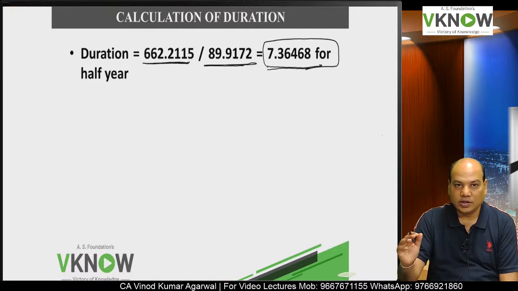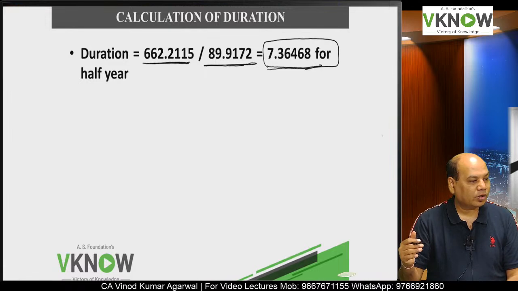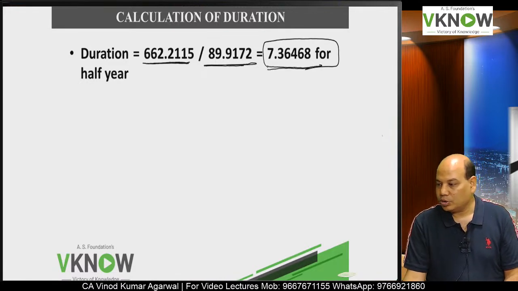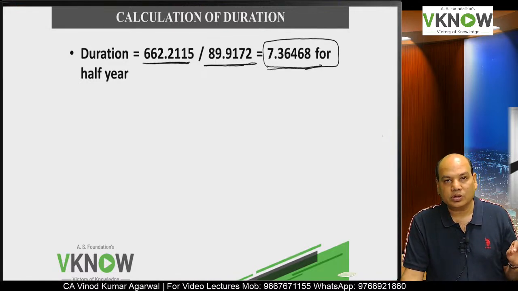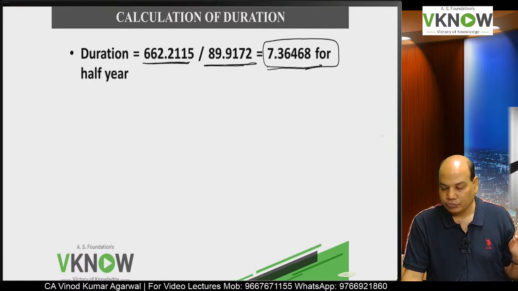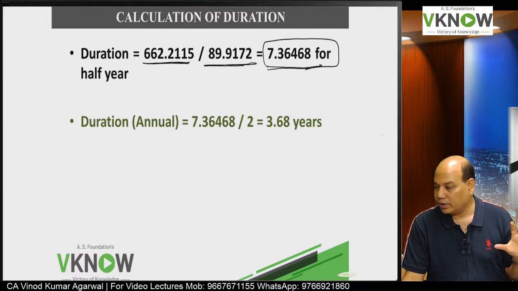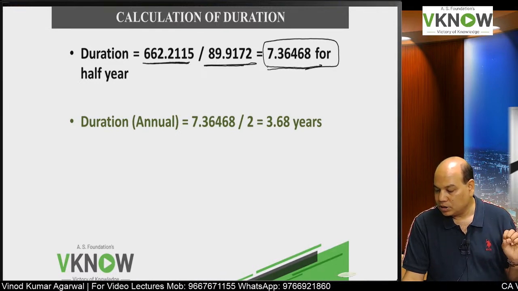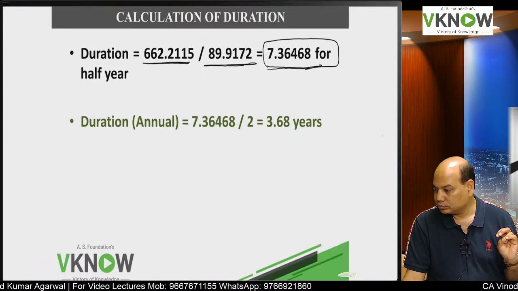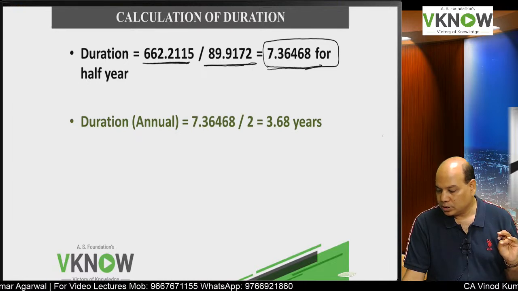Our bond has a maturity of 5 years. How can duration be 7.36 years? No, it is 7.36 for half years. To convert into annual, divide by 2. Divide by 2. Don't further multiply by 2.